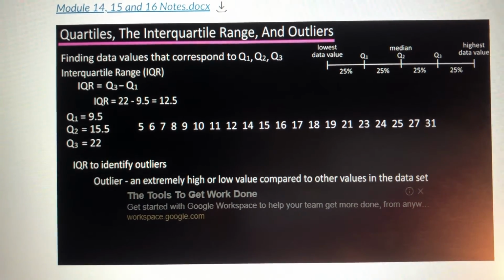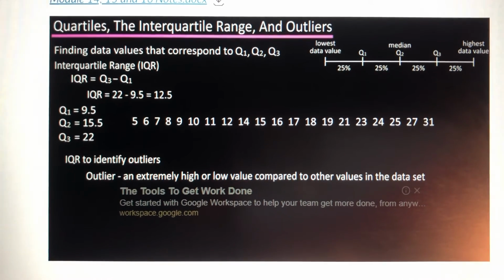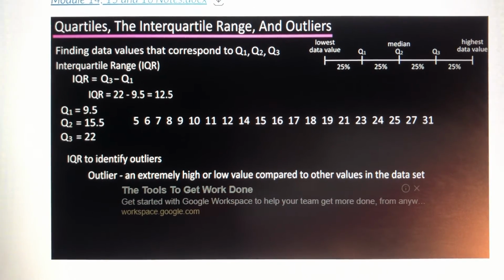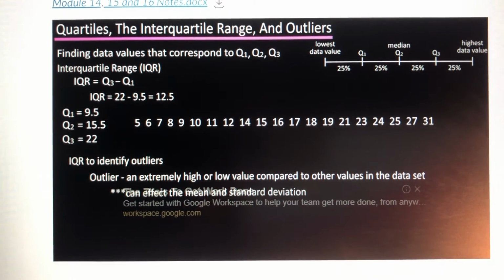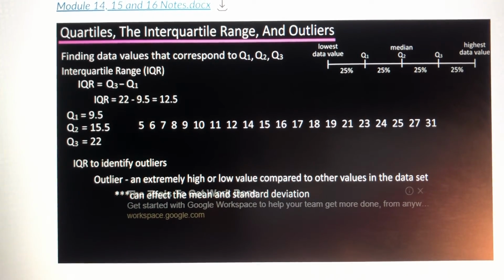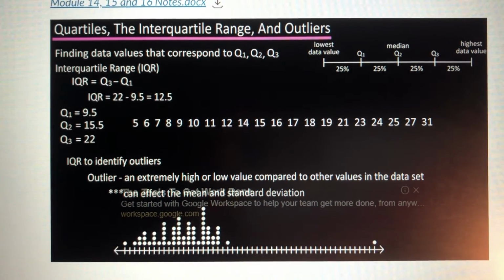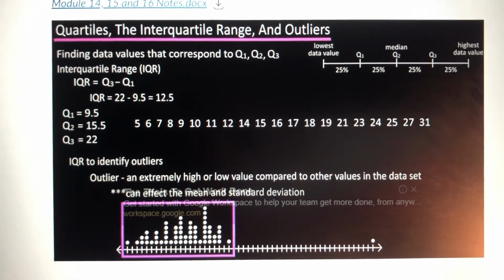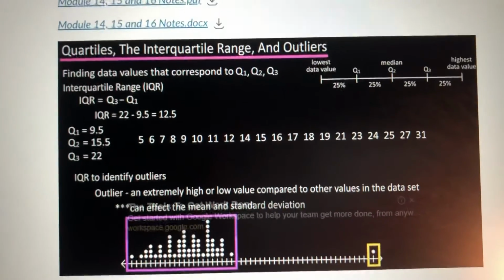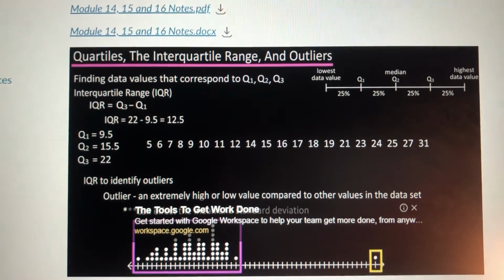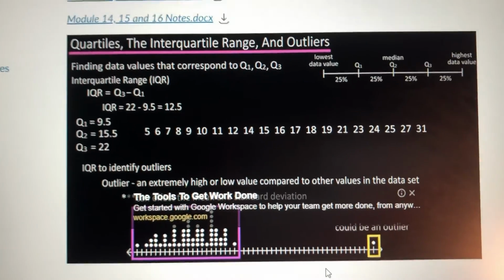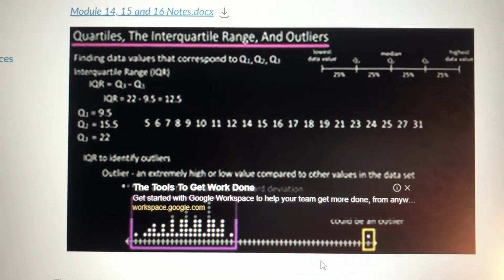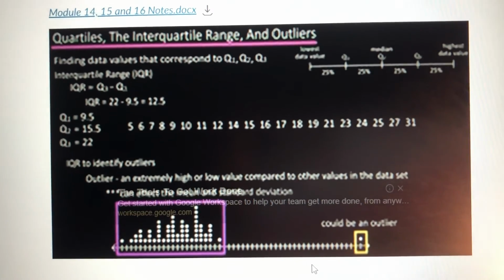An outlier is an extremely high or low data value compared with the other data values in the data set, and it can have a dramatic effect on the mean and standard deviation of a data set. For a visual reference, here is a dot plot, and you can see all of these values kind of bunched up together. But way over here to the right is this lone value, which just seems to be out of place, and it could possibly be an outlier. Maybe a researcher mistakenly marked this value or read the wrong number.